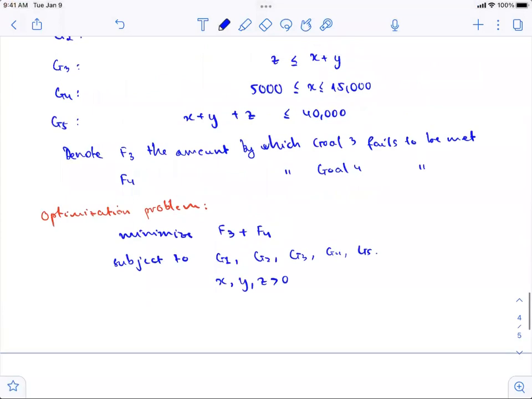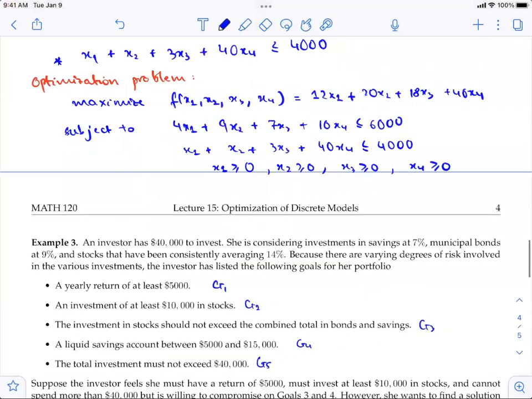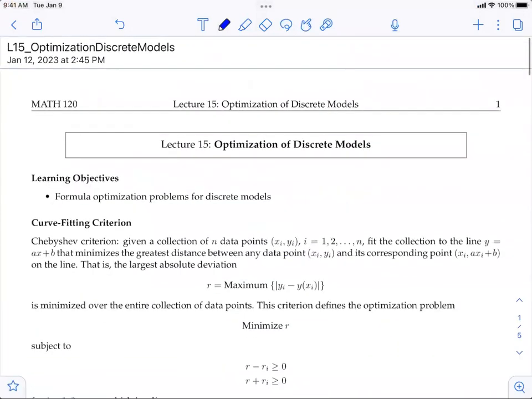So that's it for me for optimization problems for discrete models. So basically, we're just going to formalize the optimization problem based on the models given to us.